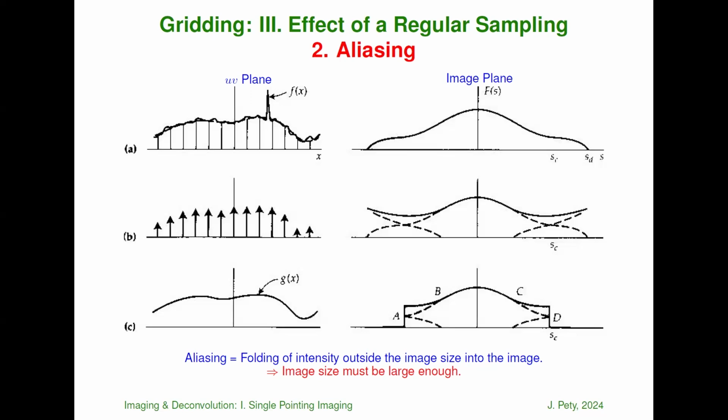Okay? So undersampling in the UV planes is folding the intensity outside your image into your image. Okay? So this is called aliasing. So this means that in order to avoid this, you would have done an image that is from this one to this one, you would not have had any aliasing. So basically, in order to avoid aliasing, you need to make an image that is large enough.